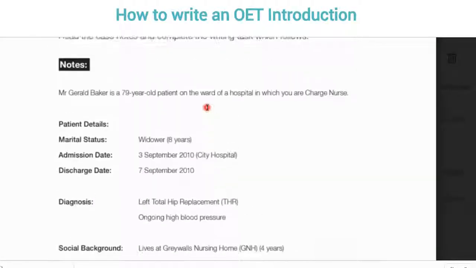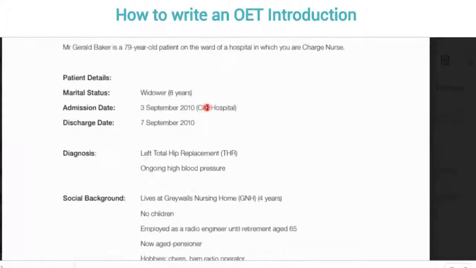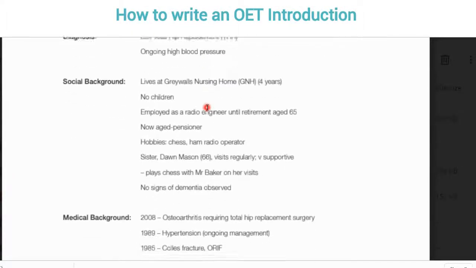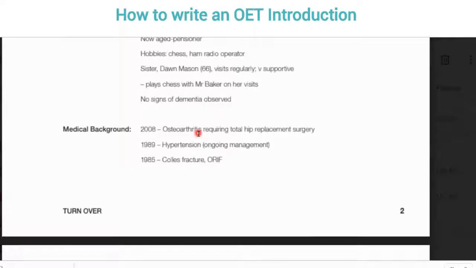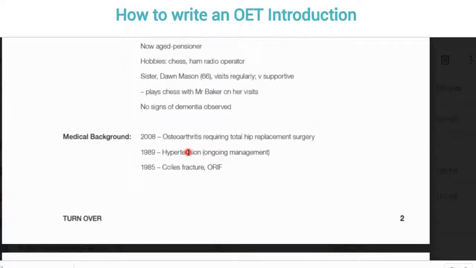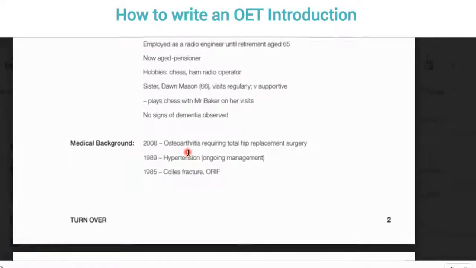Do we know why? Do we have the cause of the hip replacement? I don't think we do. What do you think, Raji? Do we know why? Due to his osteoarthritis since 2008. So you could say following a history of osteoarthritis. Yes. Okay, following a history of osteoarthritis.